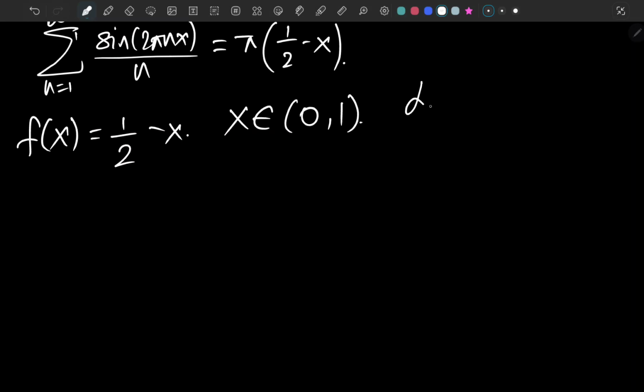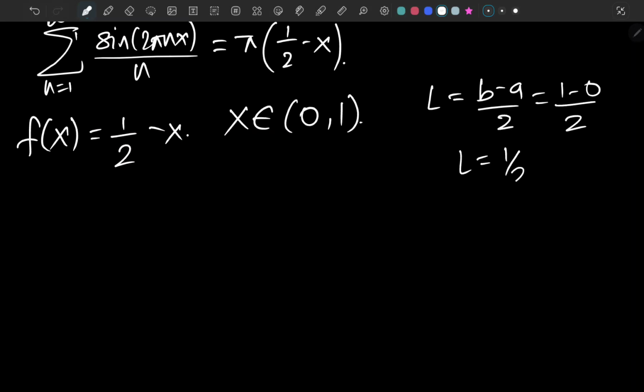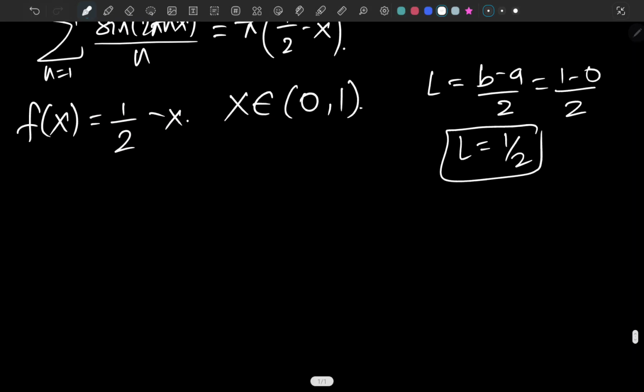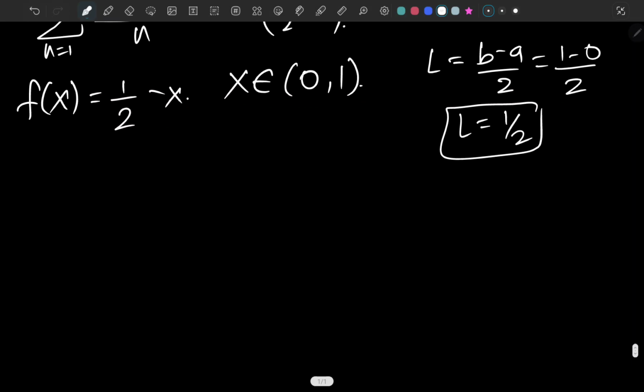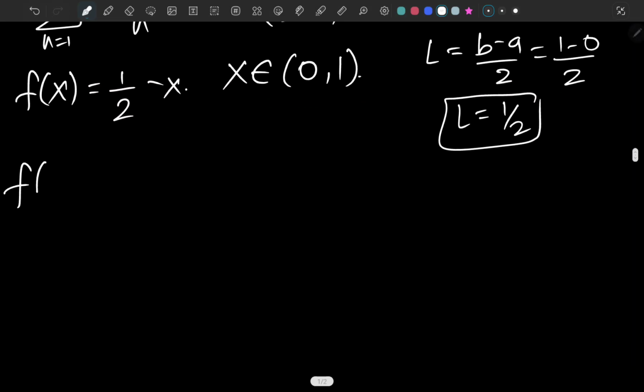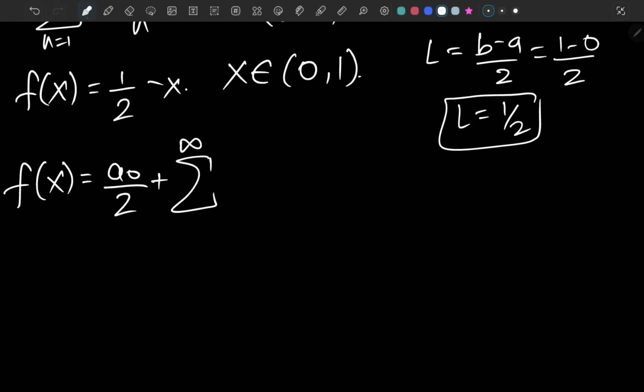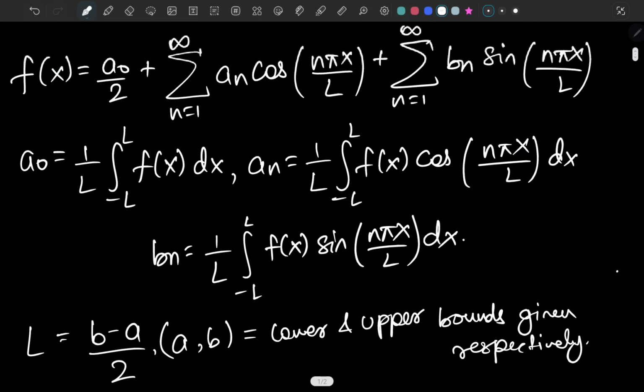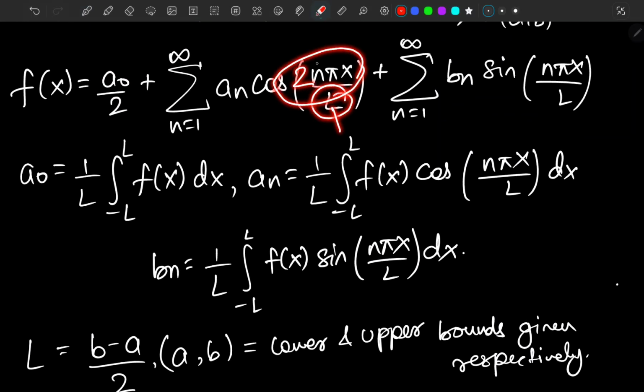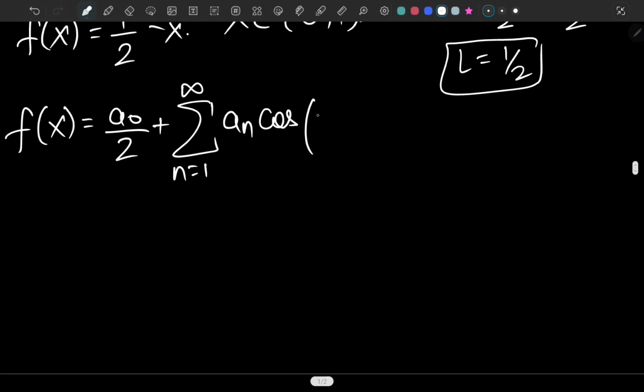So firstly, let's talk about l. l was b minus a over 2, so 1 minus 0 over 2, which is l equals 1 over 2. That's cool. So now let's talk about the function. So it's a naught over 2, the Fourier series actually, plus this sum as n goes from 1 to infinity of this thing. Since our l is 1 over 2, you have to replace this l with 1 over 2, so that's gonna be 2n pi x, and we are done with this.